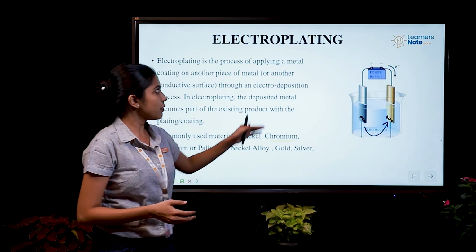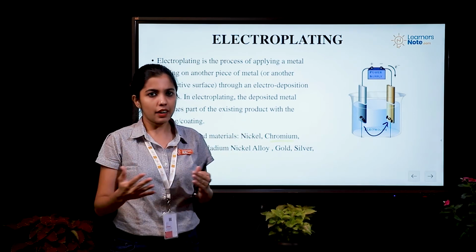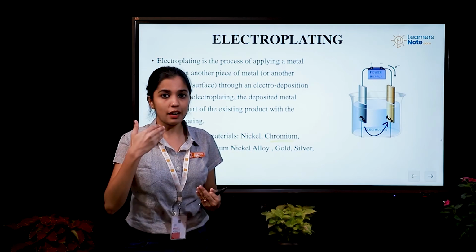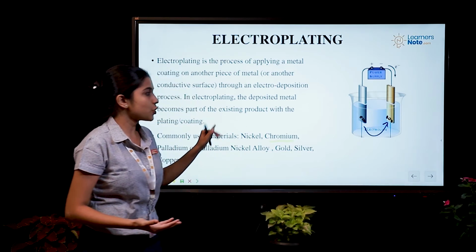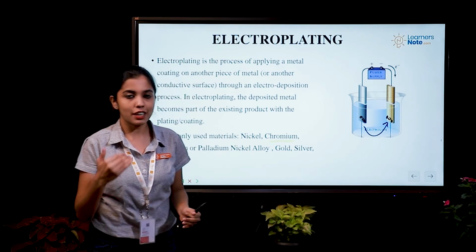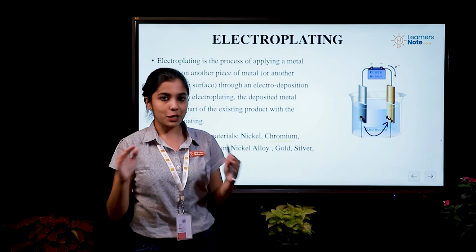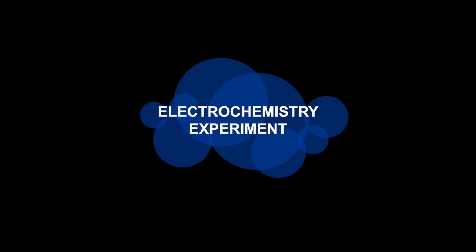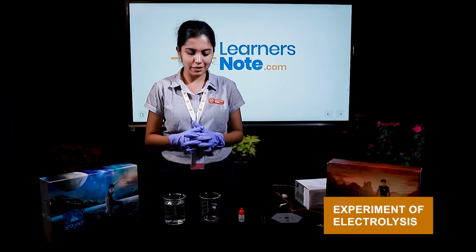So this is a brief idea about electroplating and electrolysis. I hope the concept is clear. Now in order to make it much more understandable, let's conduct a few experiments on electroplating and electrolysis so that you get a clear picture of what is happening during the electrochemistry process. Let us now demonstrate the principle of electrochemistry using two experiments. First, we will see the experiment of electrolysis.